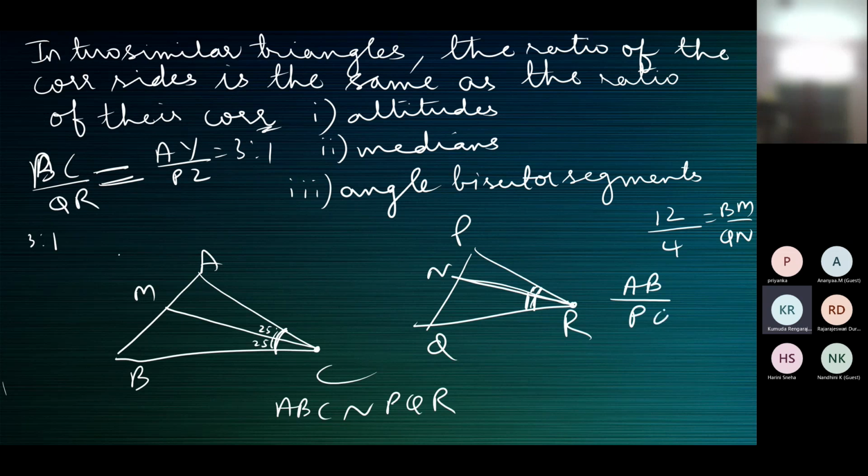The ratio of the corresponding sides is the same as the ratio of their corresponding angle bisector segments, CM by RN. Not only these two ratios, AB by PQ or BC by QR or AC by PR, any ratio you can write is equal to CM by RN. All right? Okay.